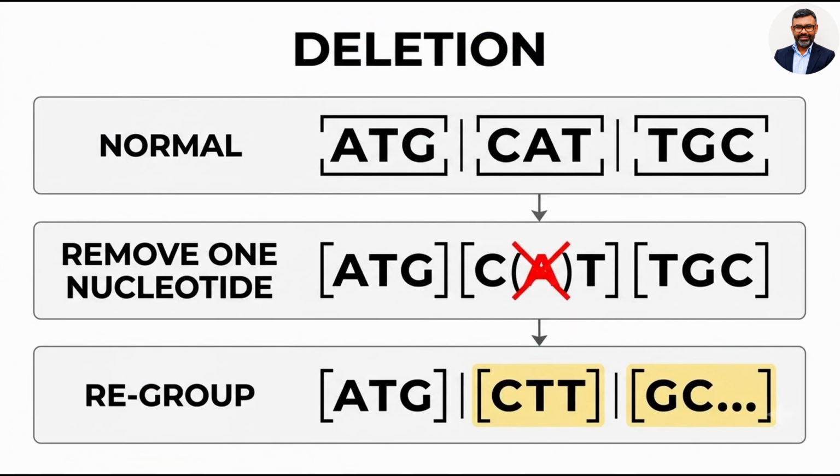Deletion occurs when one or more nucleotides are removed from a DNA sequence. If one or two bases are deleted, the reading frame may shift from the point of deletion onward. This can affect all the downstream codons.